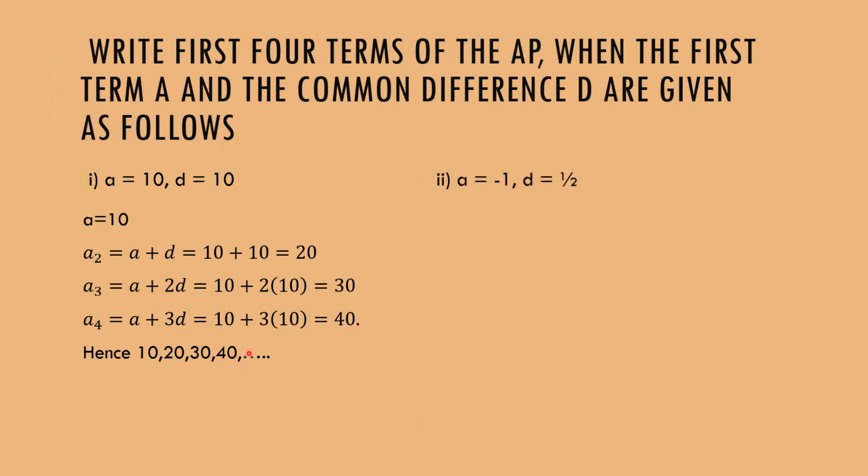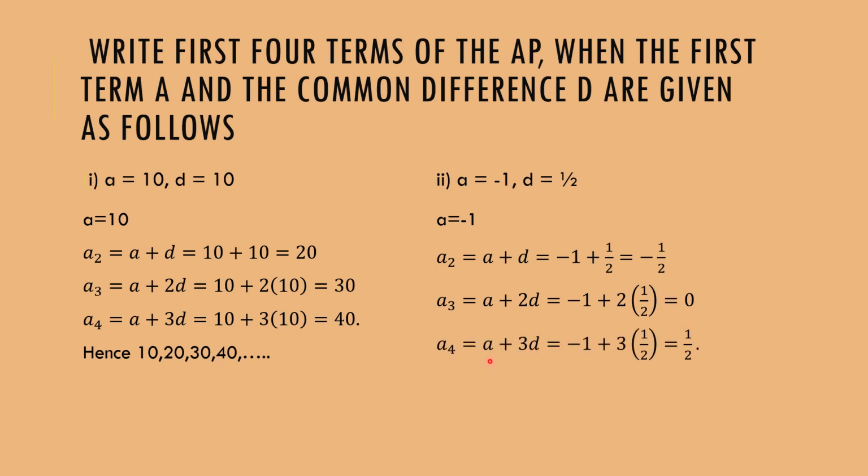One more example I'll take. Here A is minus 1 and common difference is half. So the first term is minus 1. What is the second term? A plus D, that is minus 1 plus half. What is minus 1 plus half? Minus half. Then A3 will be A plus 2D, that is minus 1 plus 2 times half. So this becomes 1. So 1 minus 1 becomes 0. Fourth term will be A plus 3D, that is minus 1 plus 3 times half, that is 3 by 2 minus 1, which will be half. So series becomes minus 1, minus half, 0, half and so on.